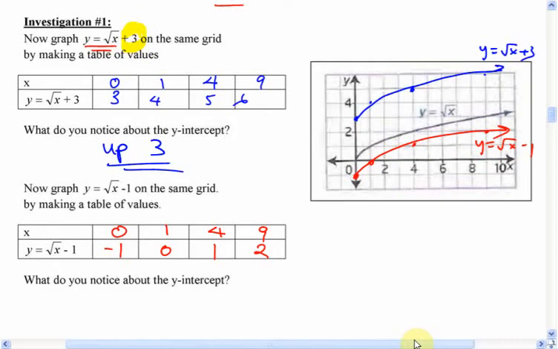Okay, so notice what we did with this one. The y-intercept goes which way? Down by 1. Okay.